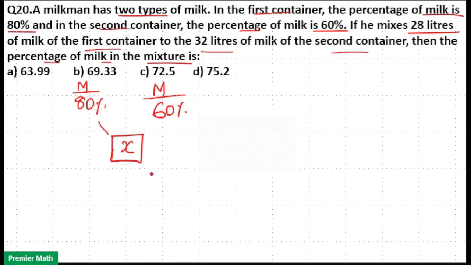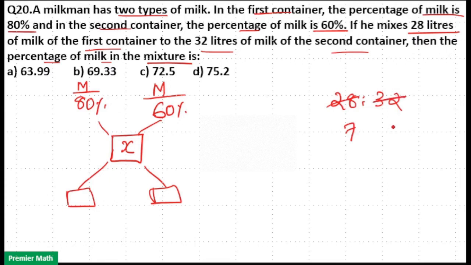So 80 minus X will come here, and 60 minus X will come here. You need to find out the ratio here. If he mixes 28 liters of milk solution from the first container and 32 liters of milk solution from the second container, that means 28:32 is the ratio that will come here. So 4 7s are 28, 4 8s are 32. So 7:8 is the ratio.